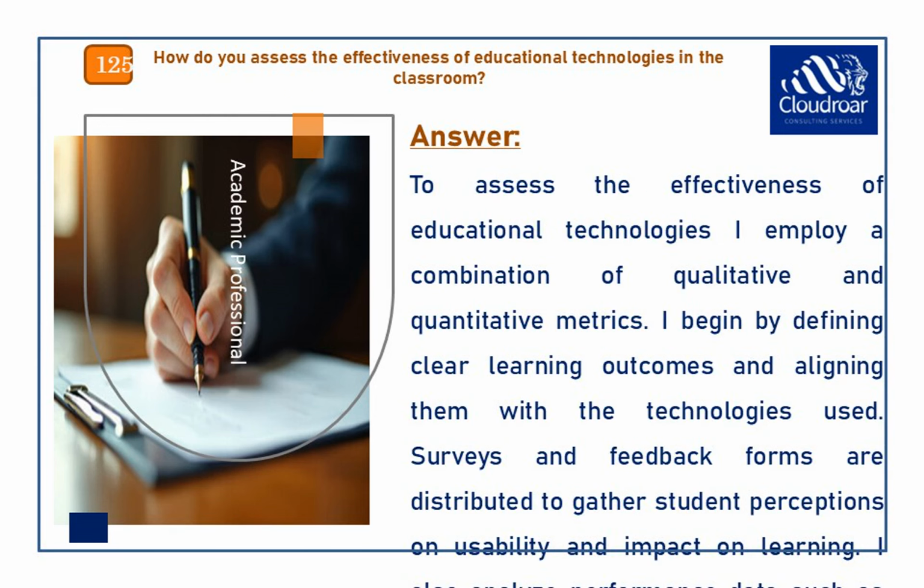Question 125. How do you assess the effectiveness of educational technologies in the classroom? To assess the effectiveness of educational technologies, I employ a combination of qualitative and quantitative metrics. I begin by defining clear learning outcomes and aligning them with the technologies used. Surveys and feedback forms are distributed to gather student perceptions on usability and impact on learning.